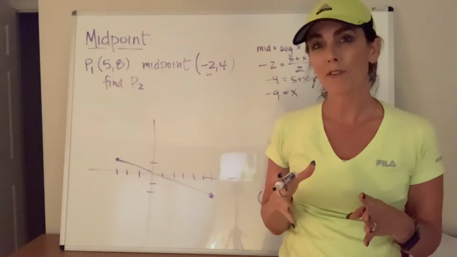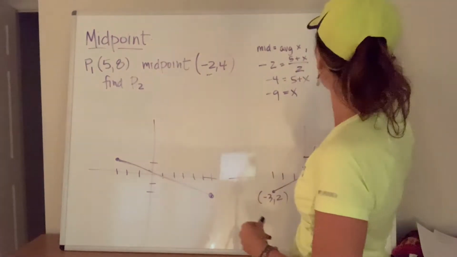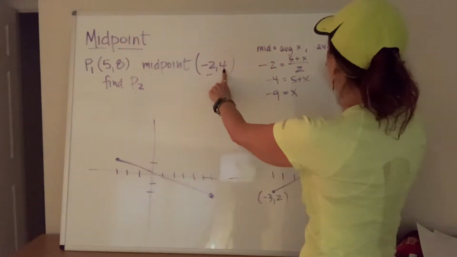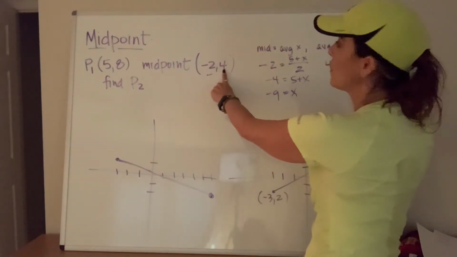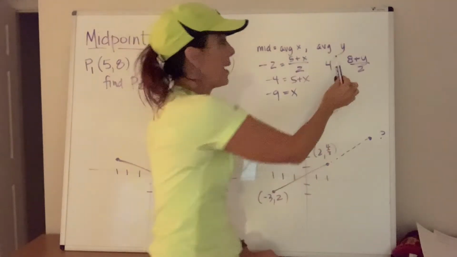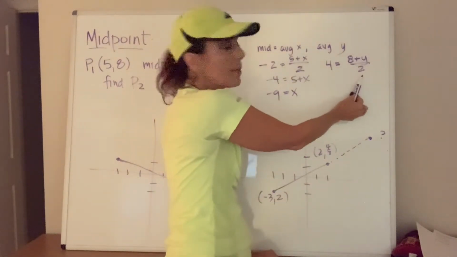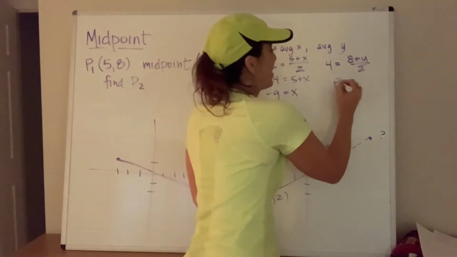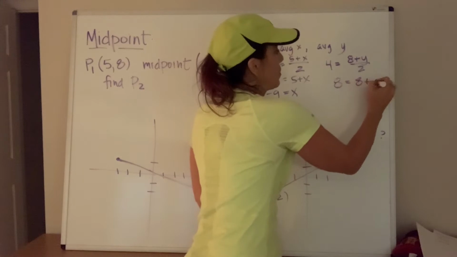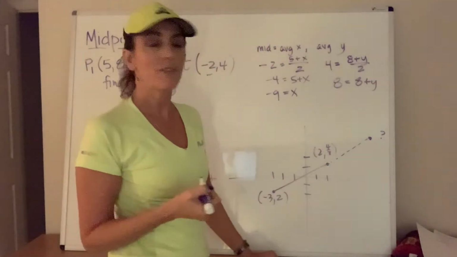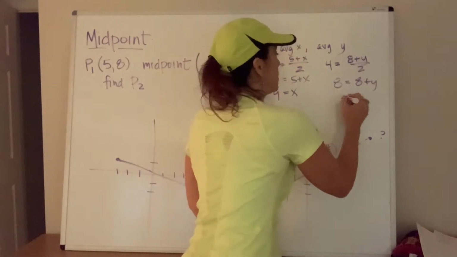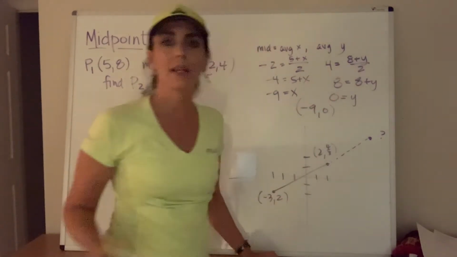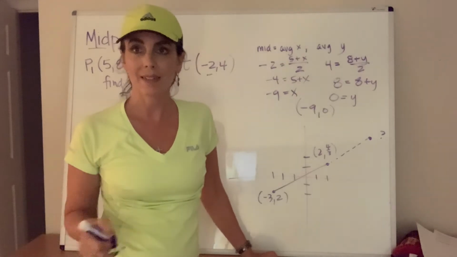I'm going to do the same thing for my y coordinate over here, all right? So I've got, let's see, my midpoint y is 4, and that's going to equal 8 plus y divided by 2. So now multiply both sides by 2. You're going to end up with 8 here is equal to 8 plus y. Subtract 8 from both sides, and here we get y is equal to 0. So my second endpoint is going to be -9, 0.